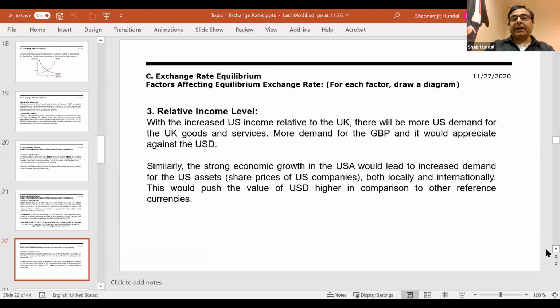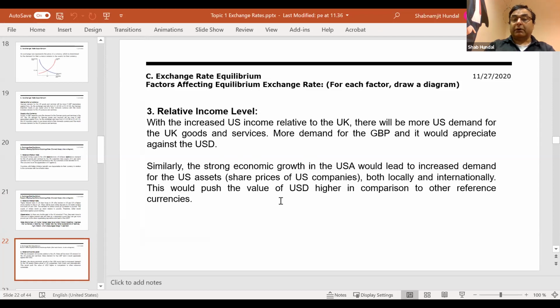Then the third factor is the income level. Comparatively, income level. If the US income is growing comparative to the UK, for example, if the US GDP is growing 3 or 4% and the UK economy is growing at 1%, then the Americans would be richer than the British people. And what happens when you become rich? There's more demand for imported goods. And as a result, the Americans would start buying goods from Britain. When they had less income, they were not able to afford the British-made goods. But now, because they have more income, they are in a position to demand or import more goods from Britain.